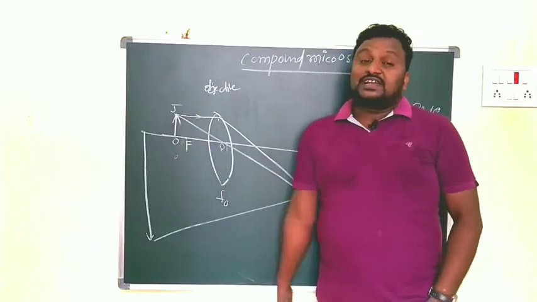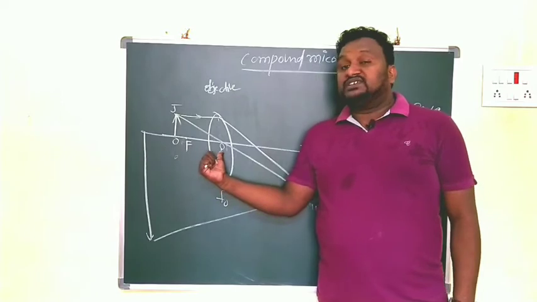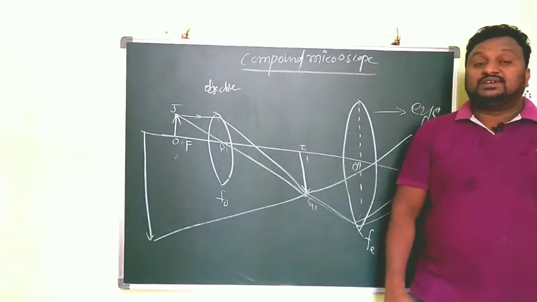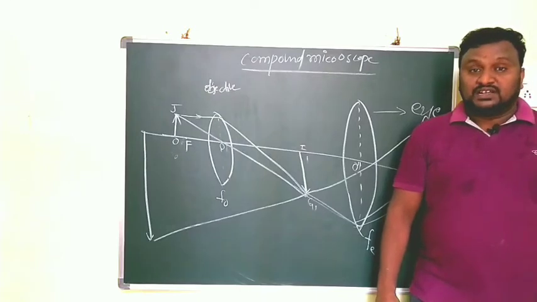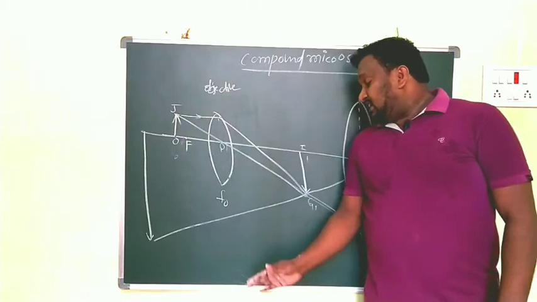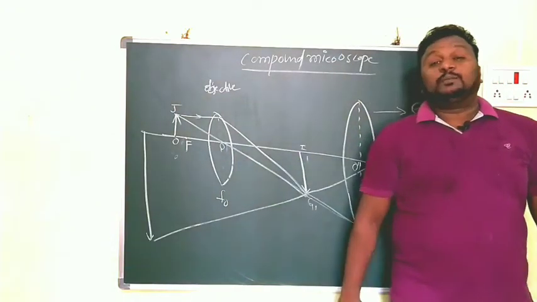From that, two rays are coming: one is parallel to the optic axis and one passes through the optic center. Because of refraction they form an image, I1Z1. Clear, children? So here OJ is the object and I1Z1 is the image formed by the objective lens.